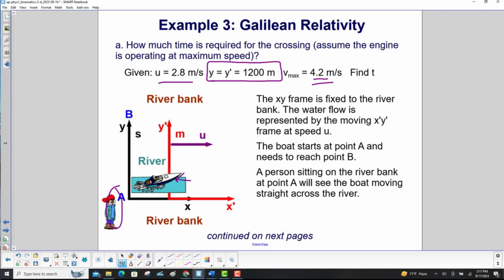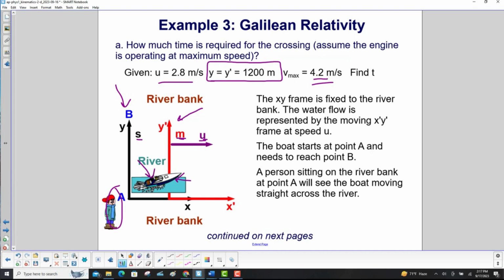The XY frame is fixed to the riverbank. That's the black line over here. The water flow is represented by the moving X prime Y prime frame at speed u. That's in red here. Here's the speed u. Here's the moving frame, which is red, and here's the stationary frame. And here's our boat over here.